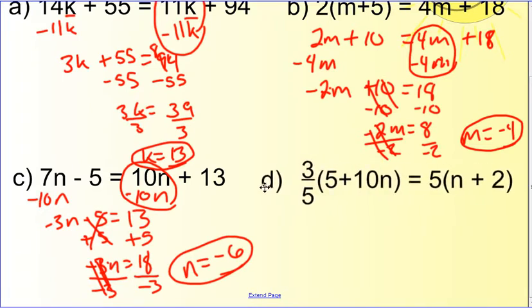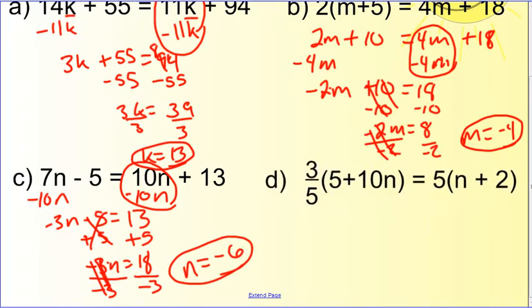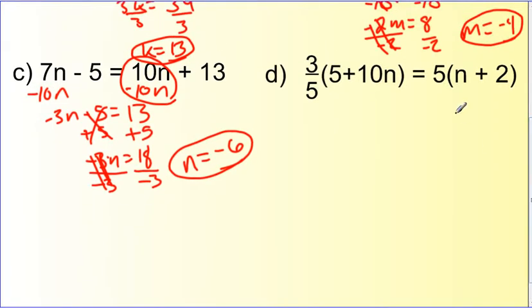And lastly, letter D. Well, let's start by distributing. This distribute looks easier. That gives me 5n plus 10. Now, if I do this distribute, it will actually work out okay, and I will get not fractions. So let's do it. This times this times that.